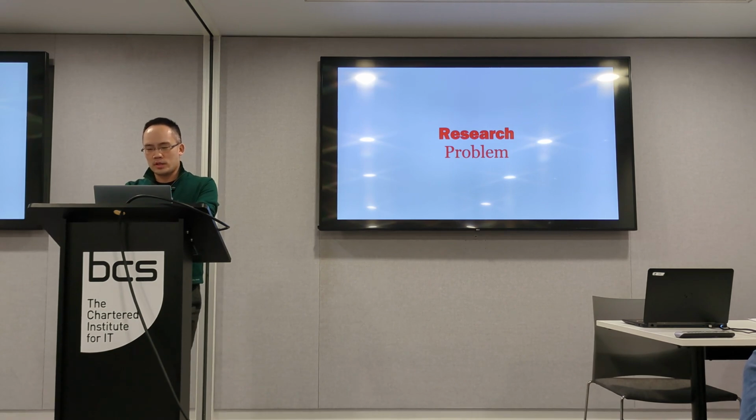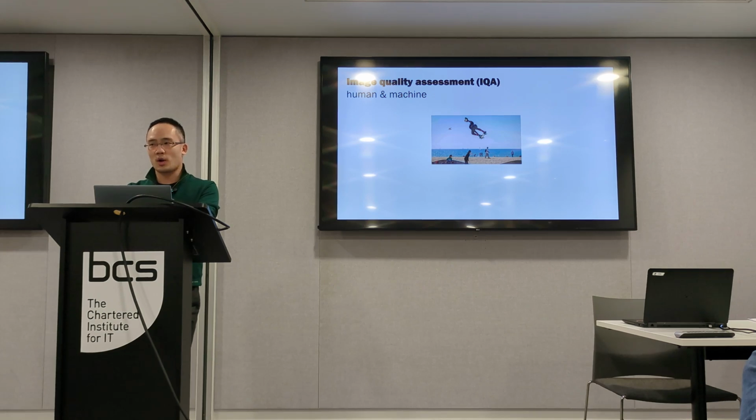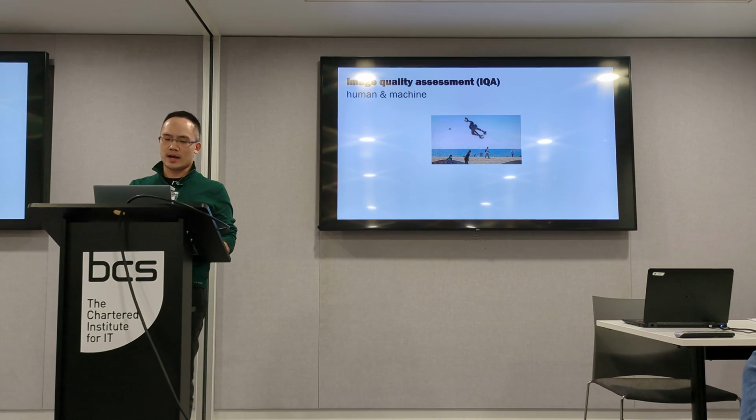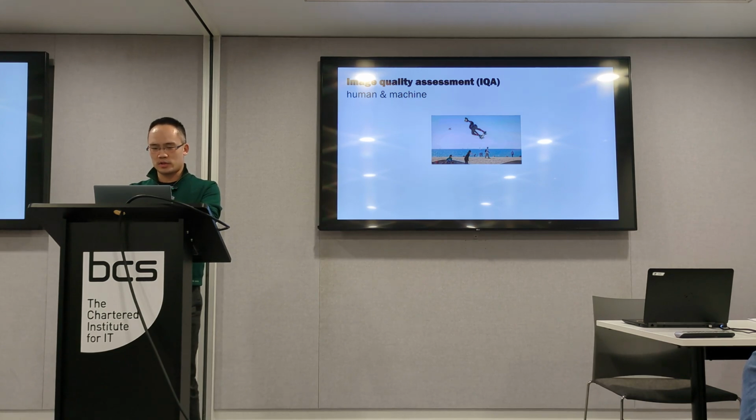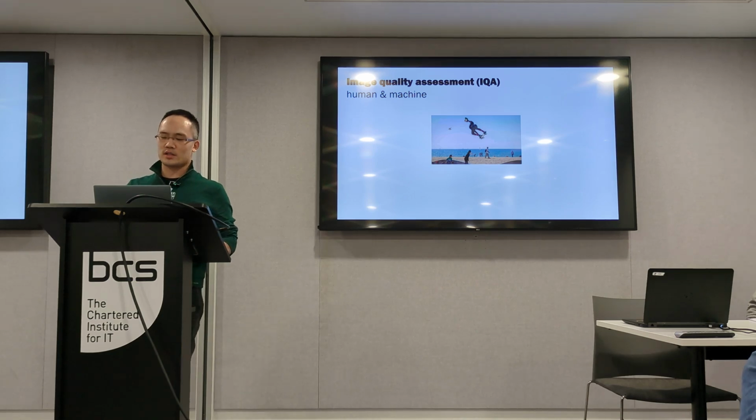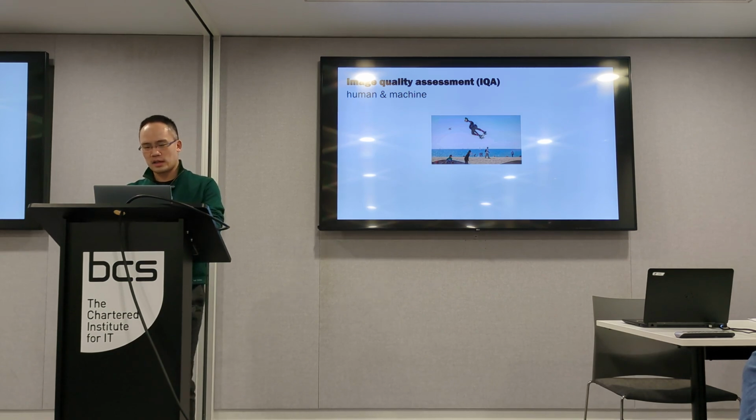So let me just bring up our research in general. The research problem: in general, we are interested in image quality assessment. Two things we want to do. The first one is how human beings understand and evaluate image quality, and second, how we can enable machines to do the same thing. I presume most of you are familiar with image quality assessment, this emerging area in image processing and computer vision. But let me very briefly go through some of the background in this area.